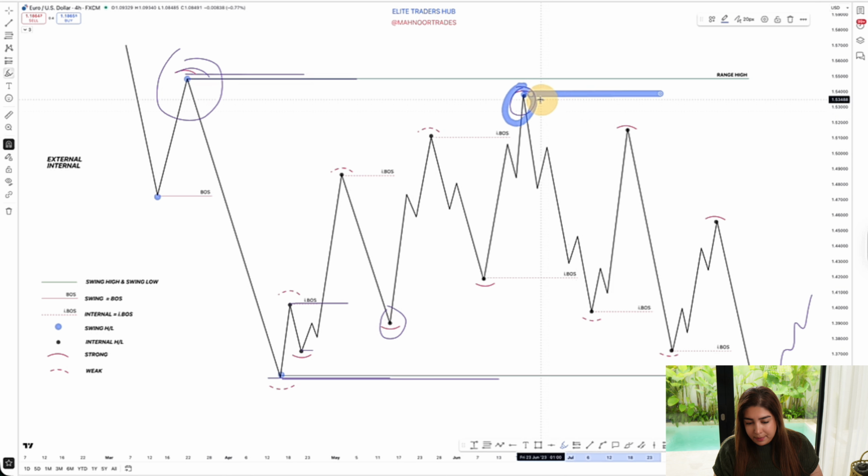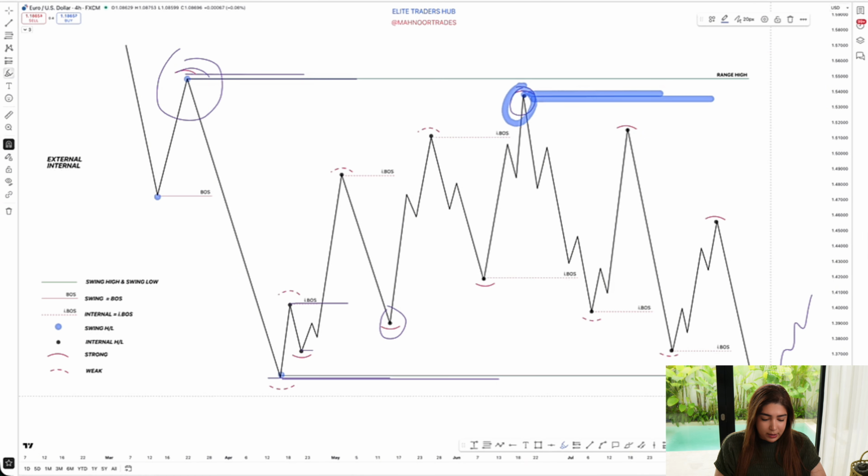And then whatever happens between this range here becomes internal of that before, we get a push down where price breaks past this swing low. It's as simple as that. We don't need to complicate it, right? You have external structures, you have internal structures, you have ranges, and that's it. It's as simple as that.